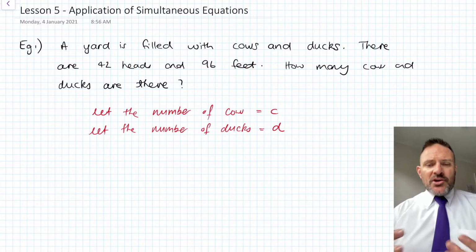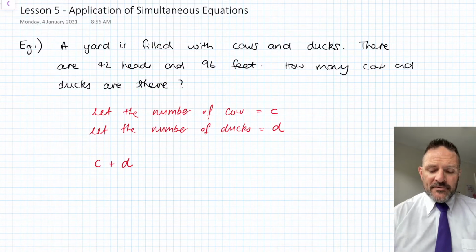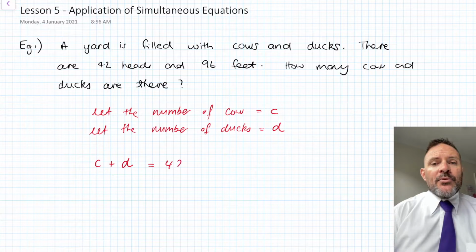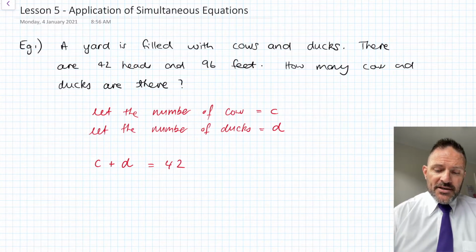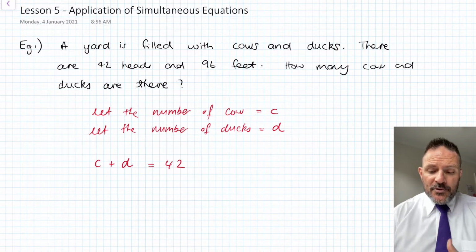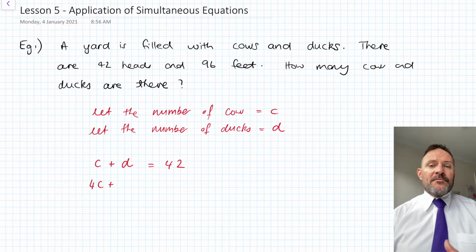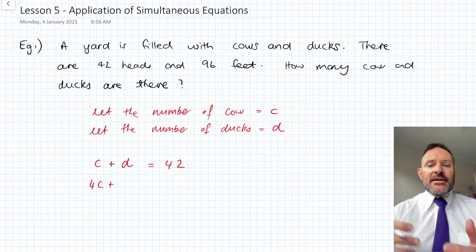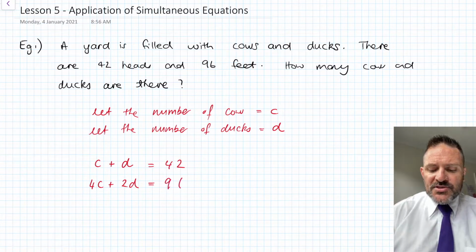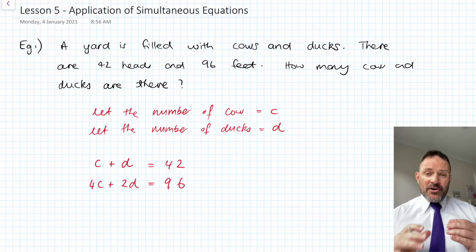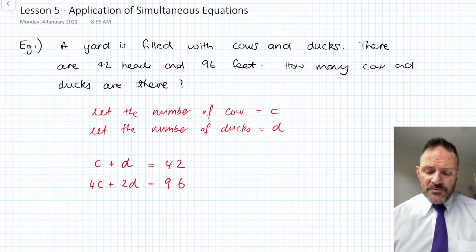So now going back to that question, we said if I add C and D together, the number of cows, number of ducks, that will give me the number of heads. I know that cows have 4 feet, so 4 lots of the number of cows will give me that response, so 4C, and 2 feet for the ducks, so 2 times the number of ducks, so 2D, and that will give me the number of feet in total, which is 96. So now what you can see is very clearly I've created 2 simultaneous equations which can now be solved.